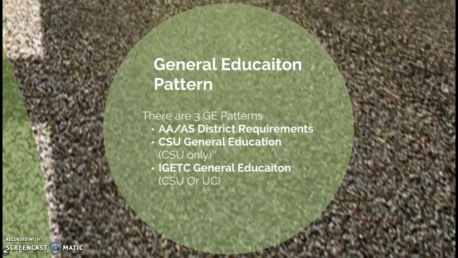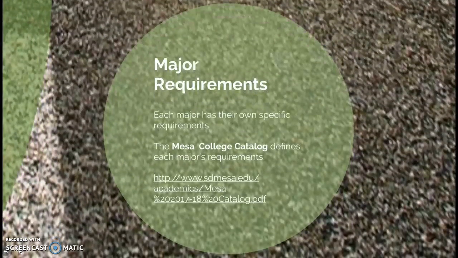If you're pursuing an associate's degree or a bachelor's degree, you will need to complete your general education requirements. If you're just pursuing a certificate, you will not be required to complete general ed requirements. There are three different general ed patterns you can follow: our associate's degree district pattern, the CSU general education pattern, and the Intersegmental General Education Transfer Curriculum pattern, which I know is a mouthful to say, so we just call it the IGETC pattern. It is best that you speak with your counselor to determine which pattern fits your plans best.